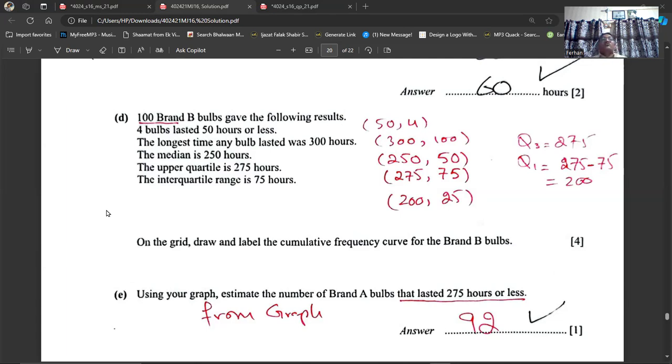Now the upper quartile is 275 and the interquartile range is 75. When the upper quartile Q3 is given to you, that is 275, and the interquartile range is 75 hours, the lower quartile will be 275 minus 75. So the lower quartile Q1 will be 200, and the lower quartile for 100 bulbs will be at 25. So (200, 25). So these are the points: (50, 4), (300, 100), (250, 50), (275, 75), (200, 25).